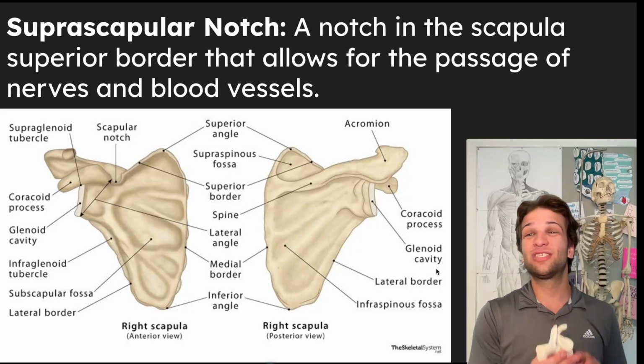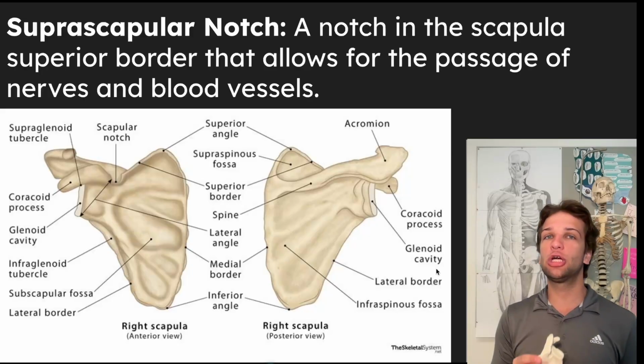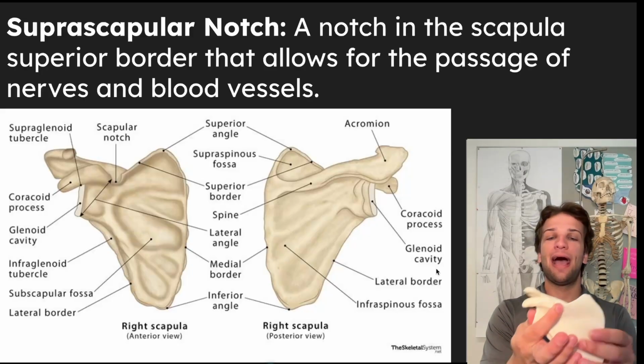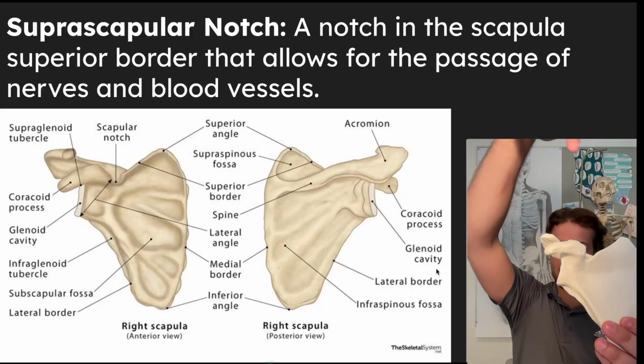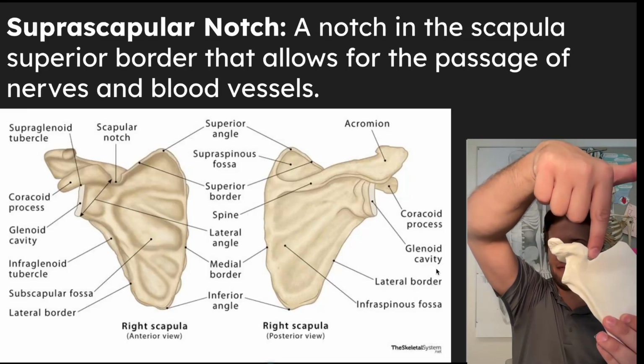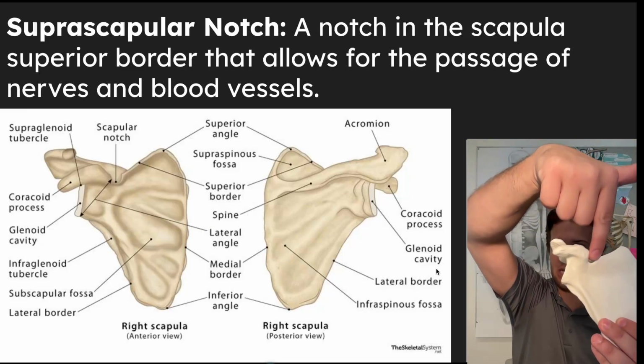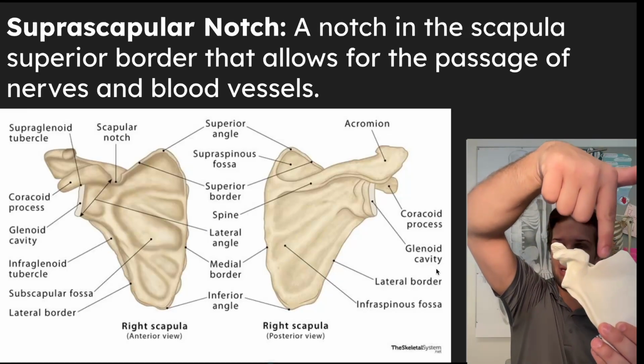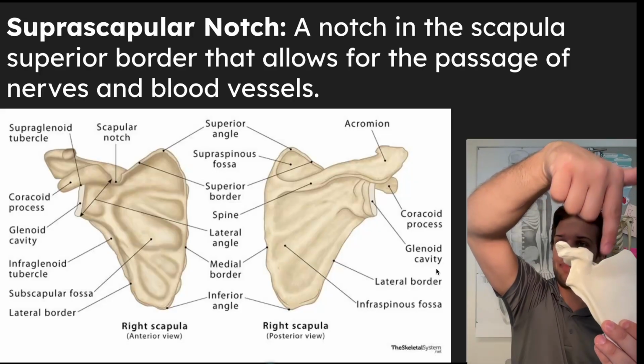We also have what is called the suprascapular notch. And that notch, if you take a look at the top of the scapula here, do you see how it kind of dips right in at the top here? That is our suprascapular notch.